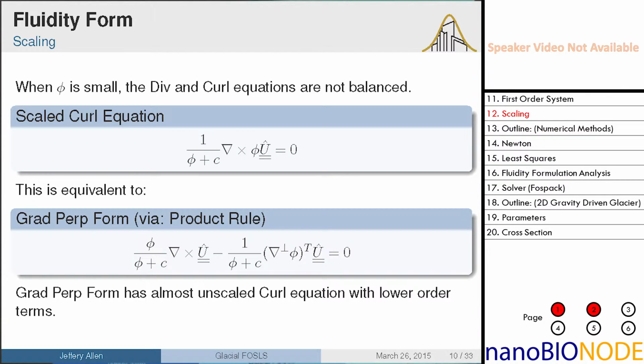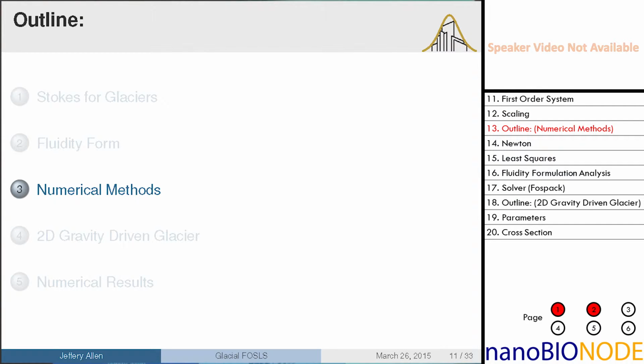We can take the product rule of this to get a grad perp form, which in tests has performed better by just reducing the number of nonlinear iterations that we have to perform. And we believe that's probably because this is close to being an unscaled curl equation and then some lower order terms. Okay, so let's talk about the numerical methods.